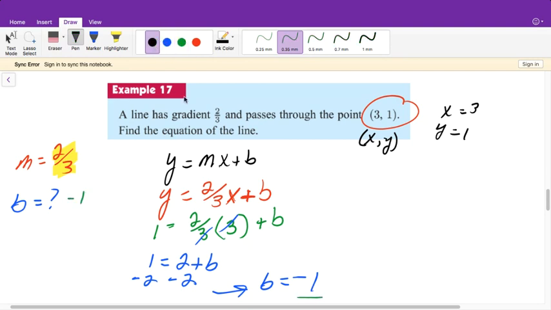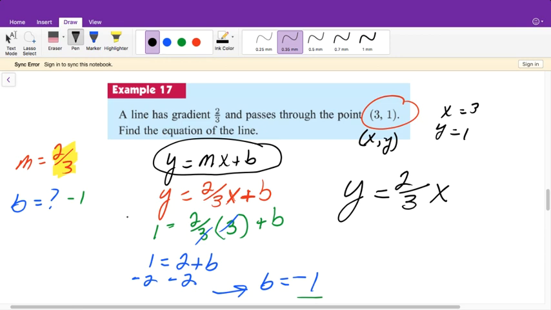So for your final answer, we have to rewrite it in slope-intercept form. So y is equal to, my slope is 2 over 3, x, and then my b, which we just solved for, is -1. So this would be our final answer.